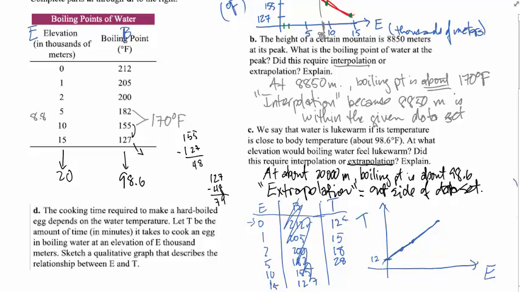So I don't think they're going to have labels on this. This is going to end up being a multiple choice. But the point is that because the water boiling is going to be less hot, it's going to take longer for the egg to cook. So higher elevations, longer cooking time.